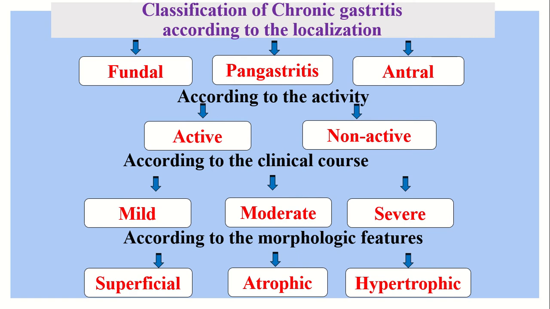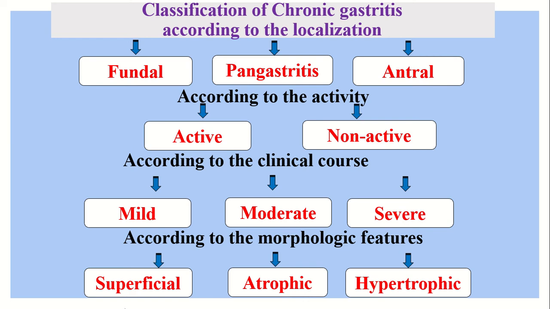Here you see other classifications of chronic gastritis. First, according to the localization: fundal, pangastritis, antral gastritis. According to the activity: active gastritis or chronic active gastritis, chronic non-active gastritis. According to the clinical course, there are mild, moderate, and severe gastritis. According to the morphologic features, there are superficial, atrophic, and hypertrophic gastritis.